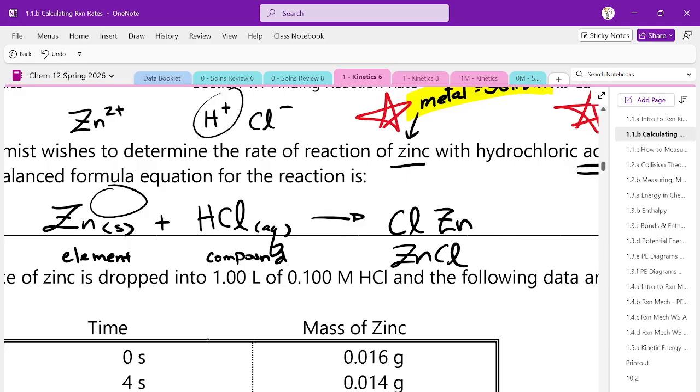It was always zinc chloride. The metal always comes first. Whatever is on the left of the periodic table comes before the thing that is on the right of the periodic table, okay? So in your formula, zinc chloride. All right? Positive ion always comes first, negative ion always comes second.